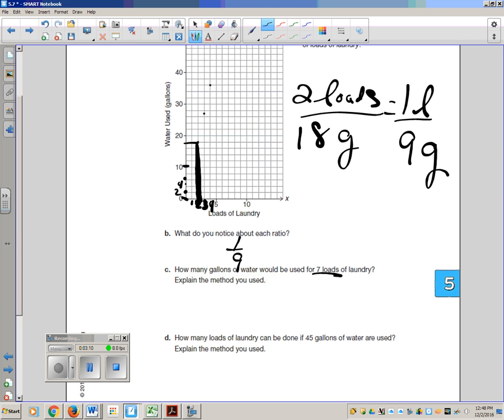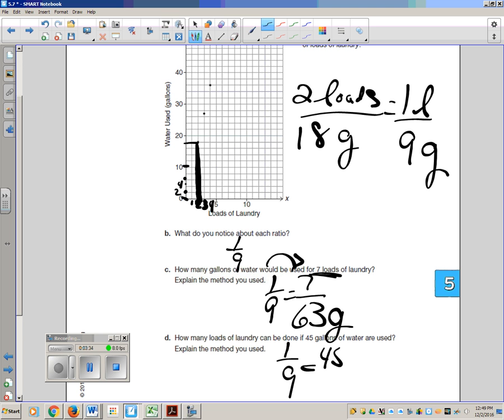What if you need to do 7 loads? 1 to 9, 7 on top. So the 1 turned to 7, that would be 63 gallons. Multiplied both by 7. How many loads of laundry can be done with 45 gallons? Set up your ratio of 1 to 9. The 45 does not go on top. 45 goes on the bottom because that's my water. I multiplied that by 5. So 1 times 5 is 5. 5 loads of laundry. Not too hard.